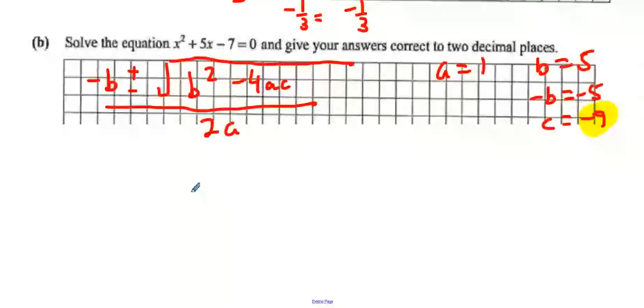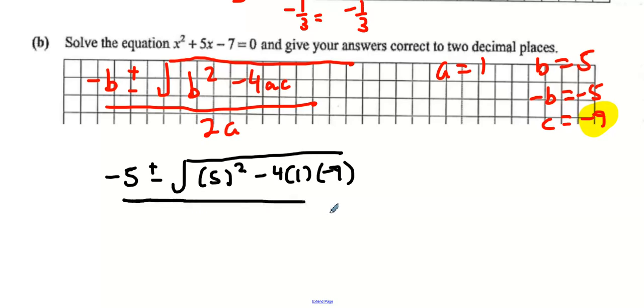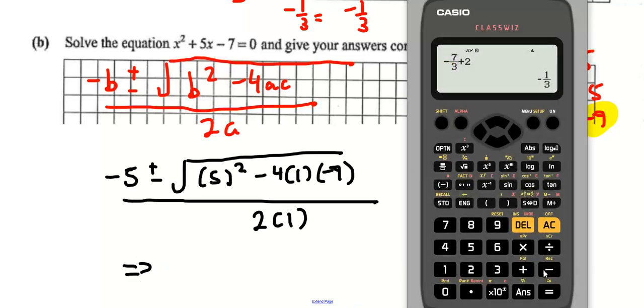Okay, so let me do this. So this is going to be minus 5 plus or minus the square root of b squared minus 4ac, all over 2a. Please make sure you're taking down your corrections as we go along. Okay, you'll need them. All right, put it into the calculator. Fraction button at the start.